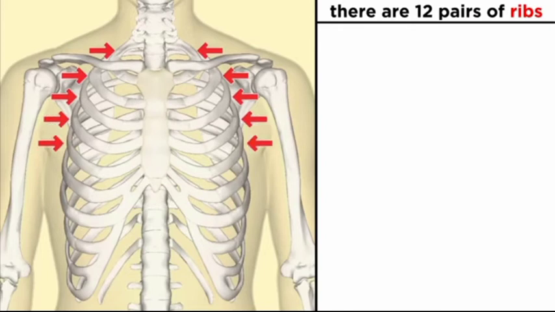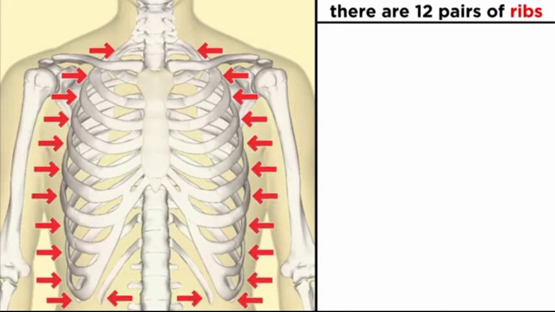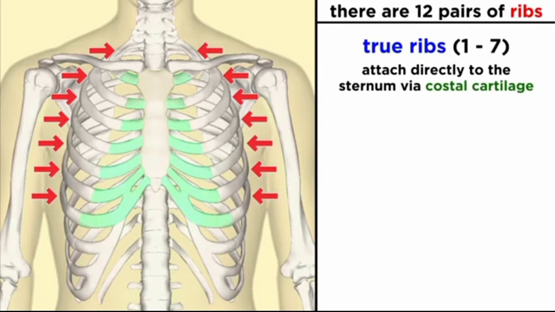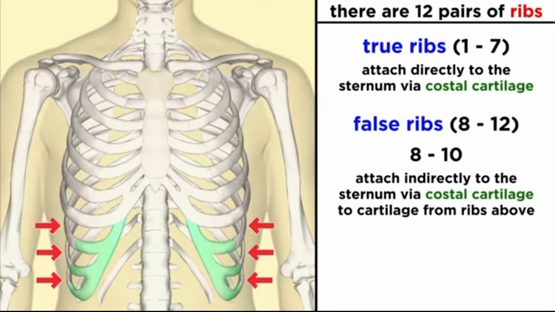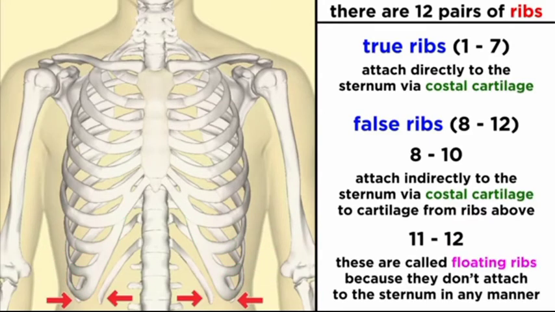Then there are 12 pairs of ribs that project from the vertebrae. The first 7 pairs attach directly to the sternum via sections of costal cartilage, and these are called true ribs. Then there are 5 pairs of false ribs, 3 of which attach to the sternum indirectly, with costal cartilage joining the cartilage from ribs above. And then the last 2 are called floating ribs because they don't attach to the sternum at all.